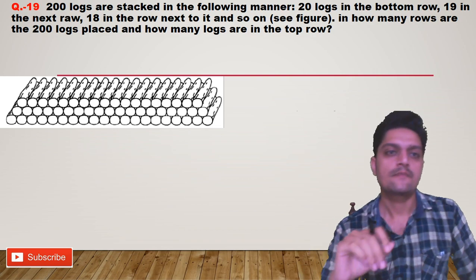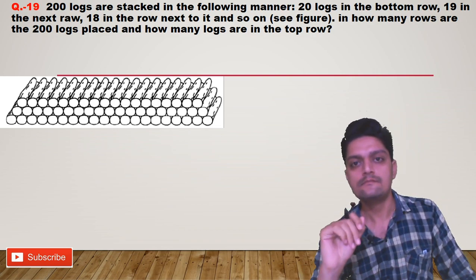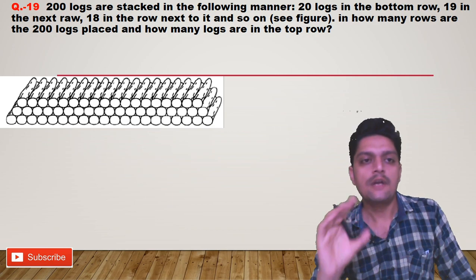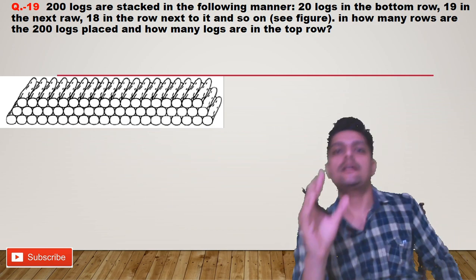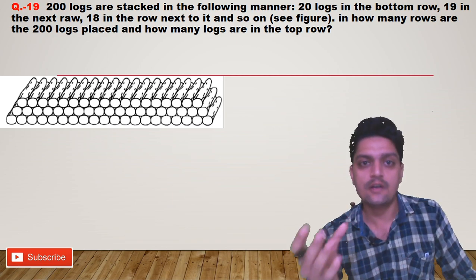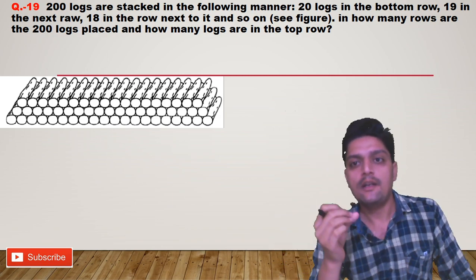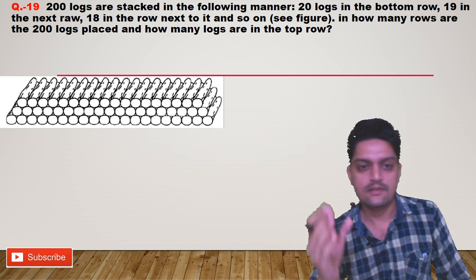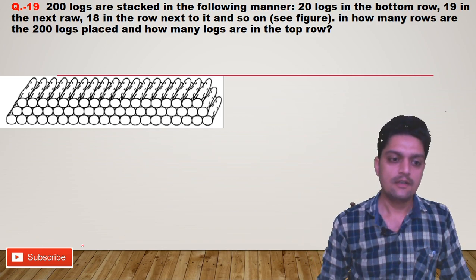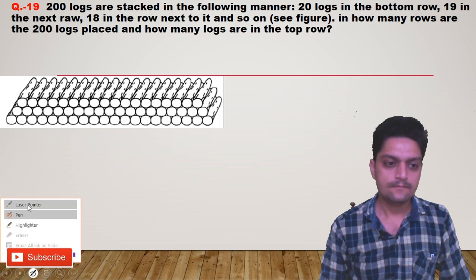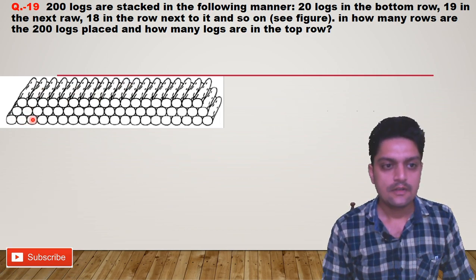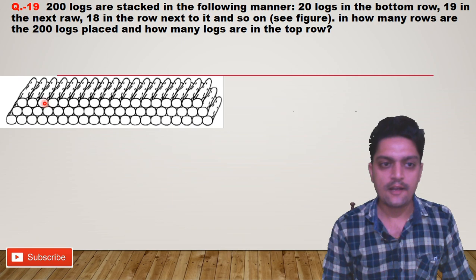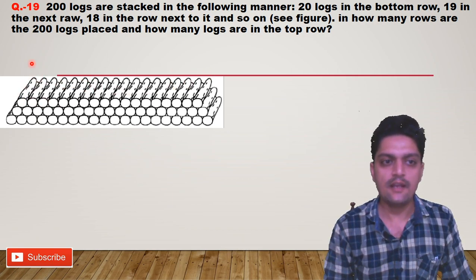So here see, the 19th question is given. Again I will repeat, this is also an important question. 200 logs are stacked in the following manner: 20 logs in the bottom row, 19 in the next row, 18 in the next, and so on. See here in the figure, focus on my pointer. See in the last row there are 20 logs, then 19, then 18, then 17, then 16, and so on.